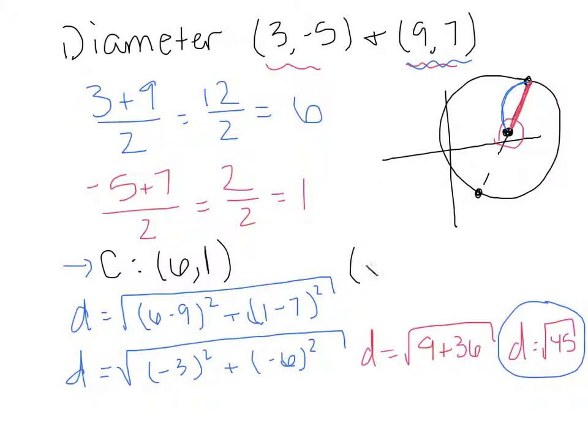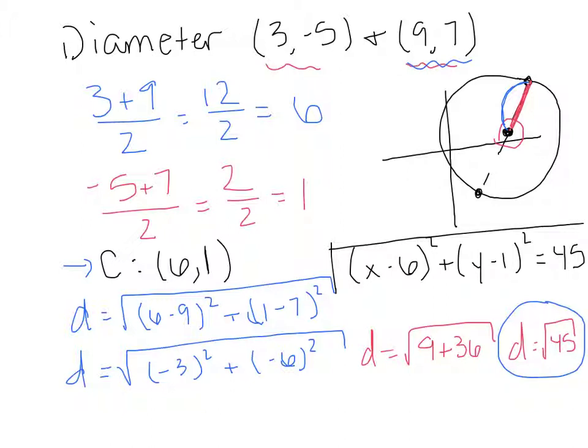We know the center, so we get x minus 6 squared plus y minus 1 squared. And that equals the distance between those 2 points squared, which is 45. So the equation for this circle would be x minus 6 squared plus y minus 1 squared equals 45.